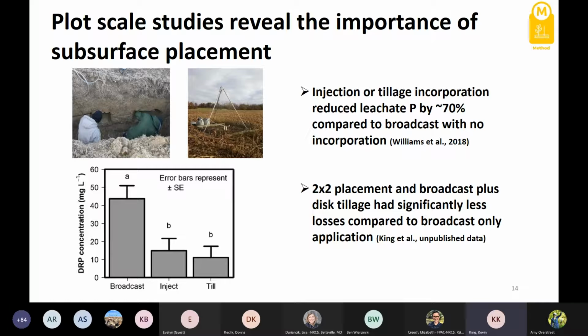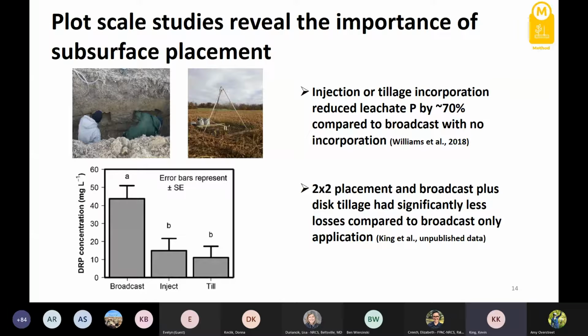Similarly, a 3+ year plot scale study in Ohio investigated the effects of different placement methods that included surface broadcast plus disc, 2x2 placement at planting, and a deep placement 3 to 5 inches below the row. In general, the fertilizer that was placed below the surface had less losses compared to the broadcast. The deep placement treatment had consistently less losses compared to the broadcast until the last month of the study.